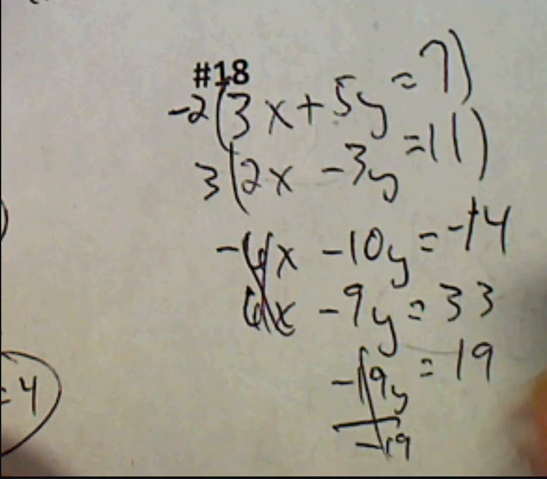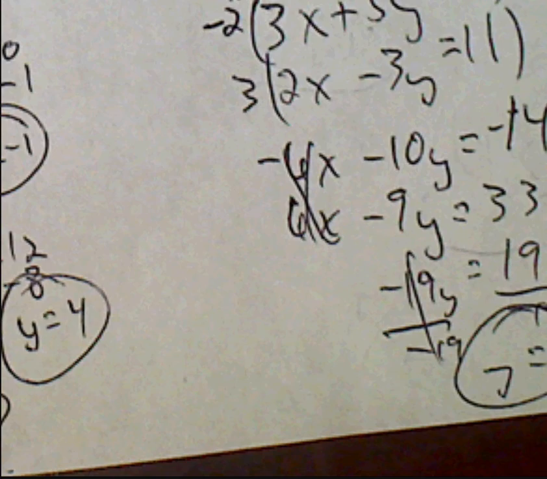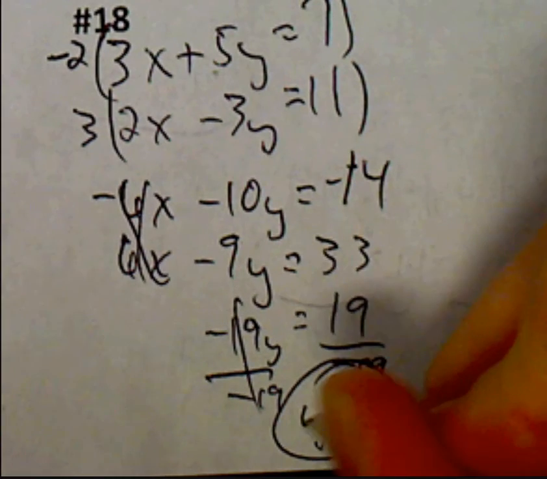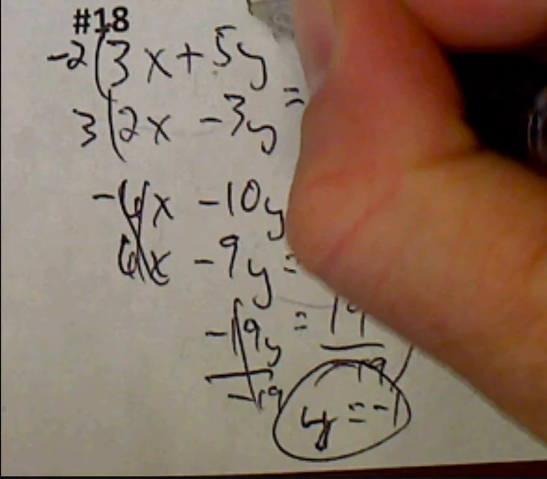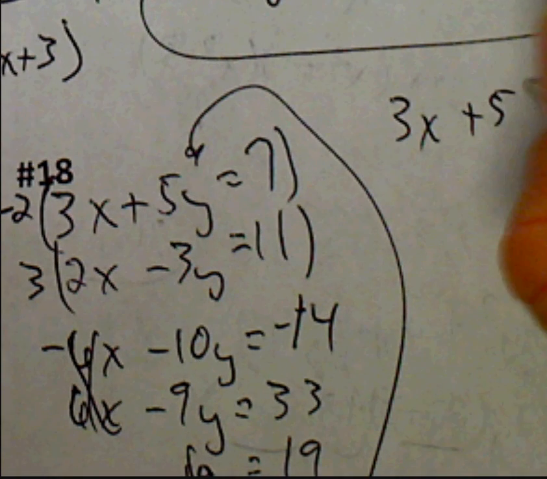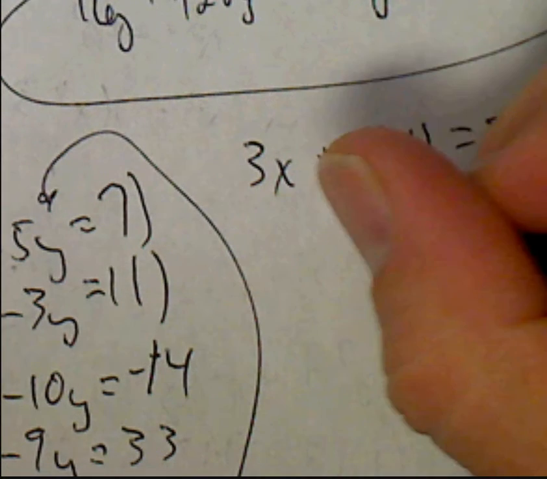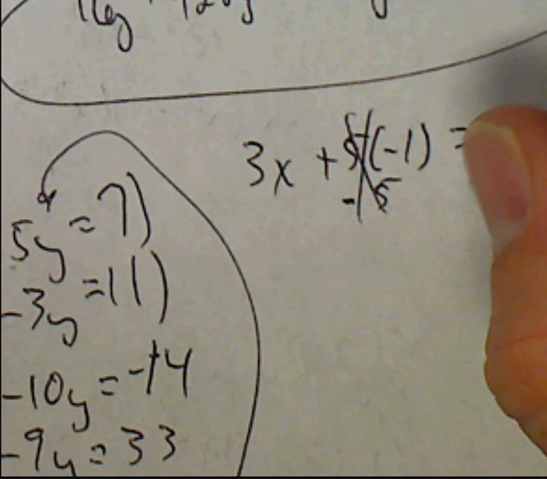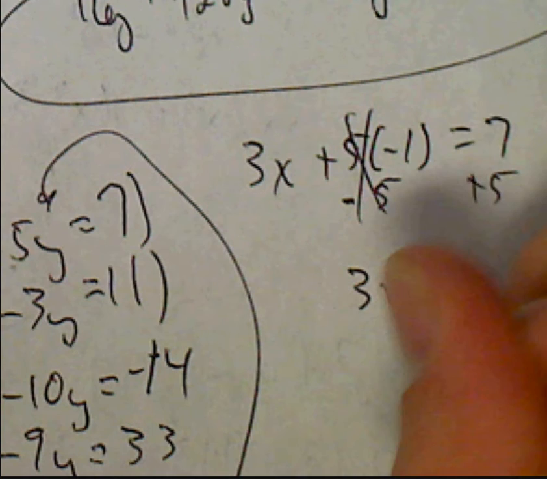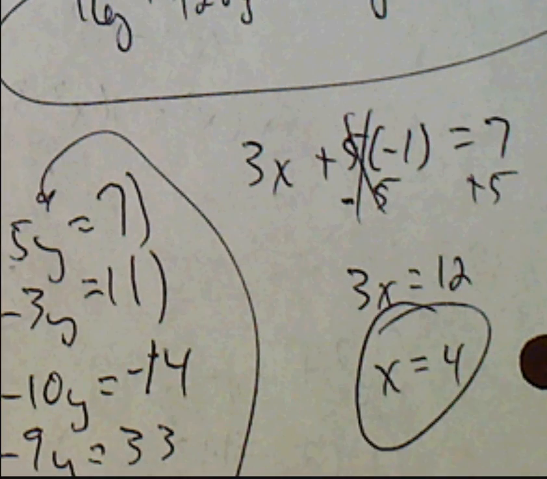Divide by negative 19, and I get y equals negative 1. If y equals negative 1, I'm going to plug it back in. So 3x plus 5 times negative 1 equals 7. So that's negative 5. So if I add 5 to both sides, 3x equals 12. So x would equal 4. And I'm done.